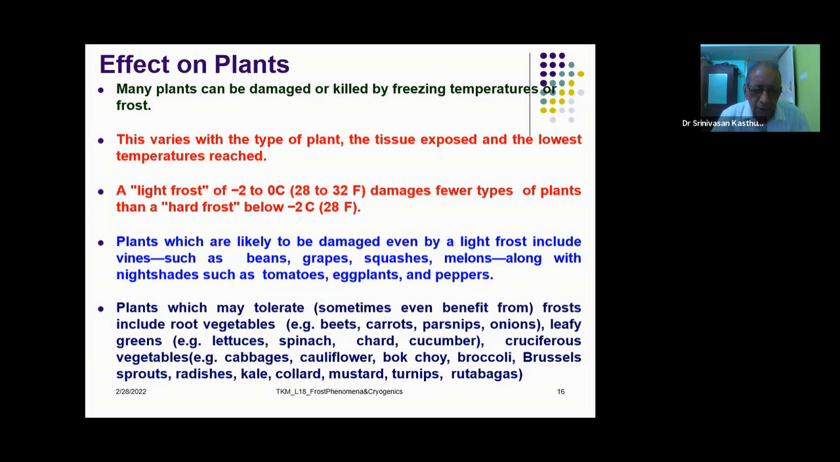Along with the nightshades like tomatoes, eggplants, peppers, all these things get damaged by the presence of light frost. That means the temperature is from -2 degrees to 0 degrees. In terms of Fahrenheit, it is 28 to 32 degrees Fahrenheit.